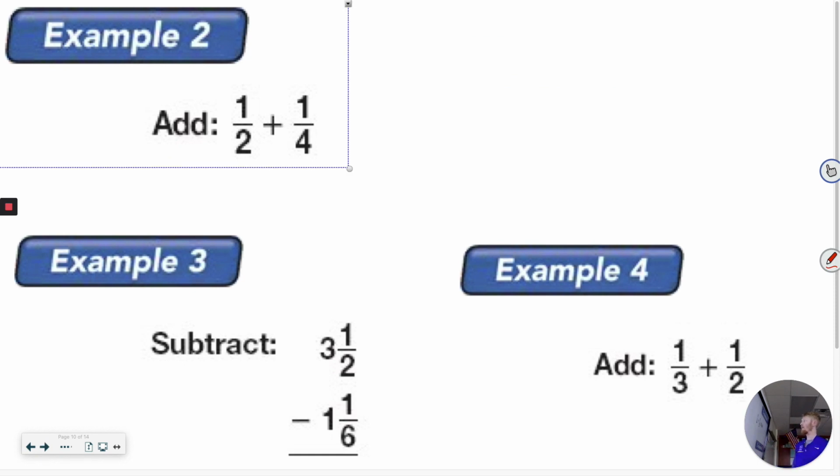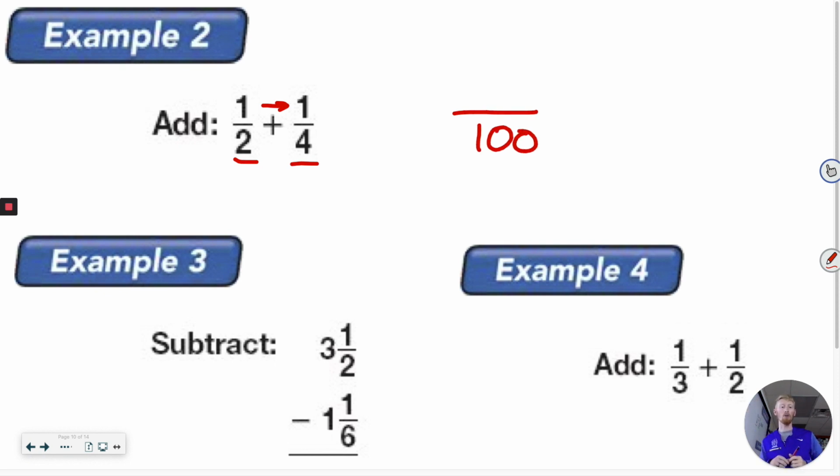First, I have 1/2 plus 1/4. Now, typically when we add fractions, you add across the top numbers. But if you have different denominators, you can't just add across. First, you need to change the fractions to have like denominators. So just like in our lesson on percents, where you had to change your fraction into something over 100, that's kind of what we're doing here. Except we're not changing it to over 100, we're just changing it to where they're both the same.